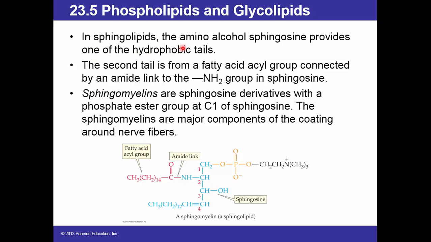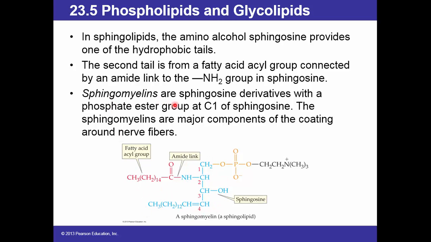Now, in sphingolipids, the amino alcohol sphingosine provides one of the hydrophobic tails. In sphingolipids, the parent compound is sphingosine, and this is the structure of sphingosine. Here we have an amide link, here we have a fatty acid acyl group, and this is called sphingosine. This is one of the hydrophobic tails. Now the second tail is from a fatty acid acyl group connected by an amide link to the NH2 group in sphingosine. You see the backbone in green, this is the sphingosine, and these are attachments.